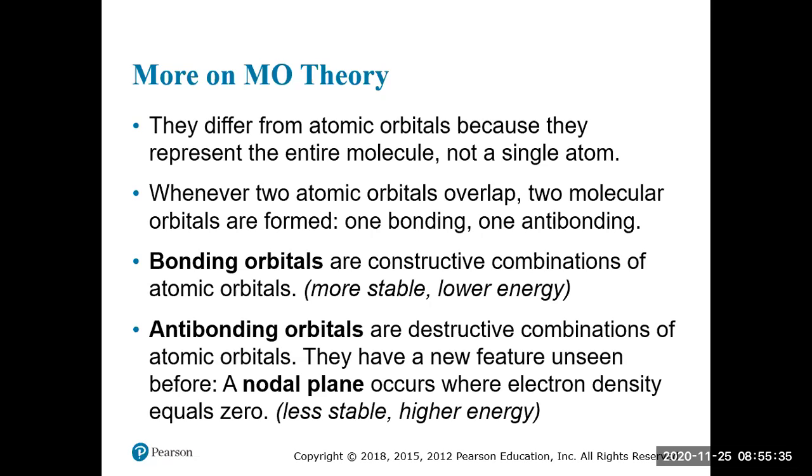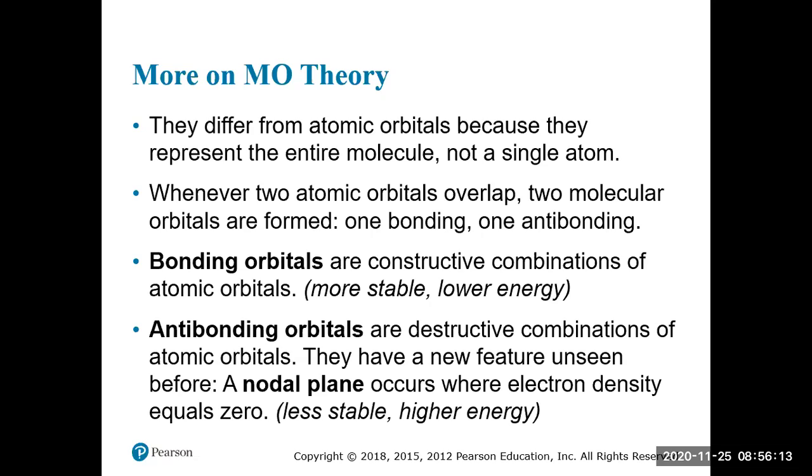The anti-bonding orbitals, we say that those are destructive combinations, and you think of destructive, that's a negative term. And so now what we start to see because of that is that we see these nodal planes. And the nodal plane is just something that tells us that there's no electron density in those occurrences. So remember, when we have these electron density plots, we're using math to predict where the electrons may or may not be.